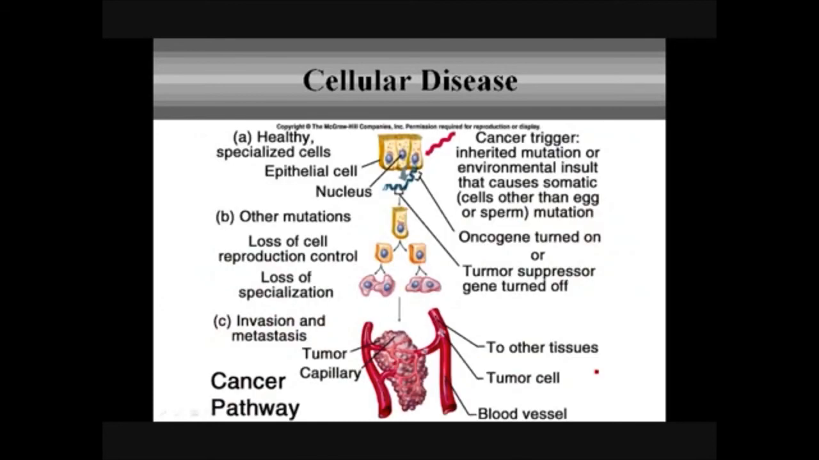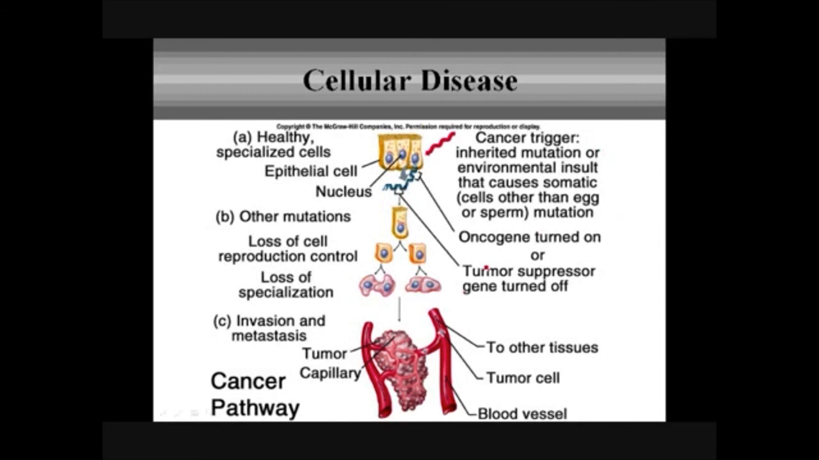So this is just kind of a picture showing you about how cancer kind of can travel and move. So the cancer trigger being an inherited mutation or an environmental problem that creates the mutation, which we talked about in biology class, the idea that mutations can be something that you're born with, or they can be something that's caused due to an environmental factor. Like we know that skin cancer is directly linked to sun exposure, which is an environmental factor.